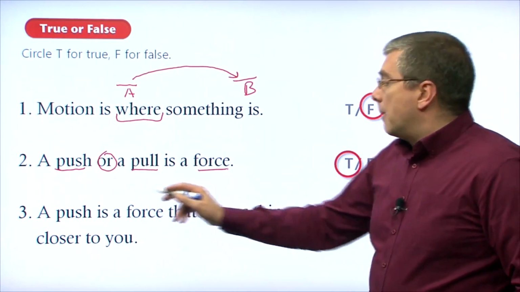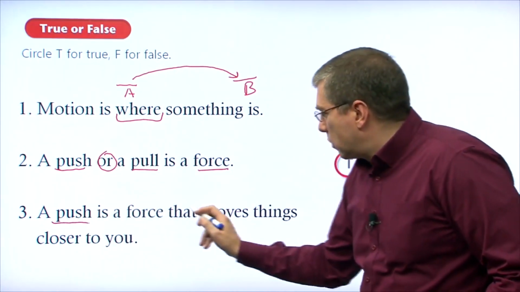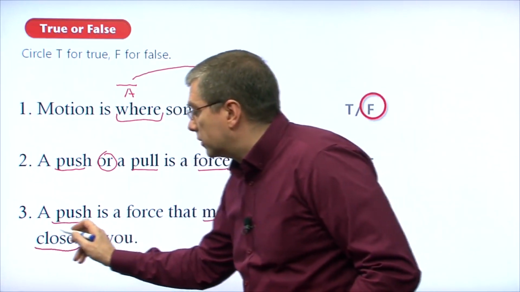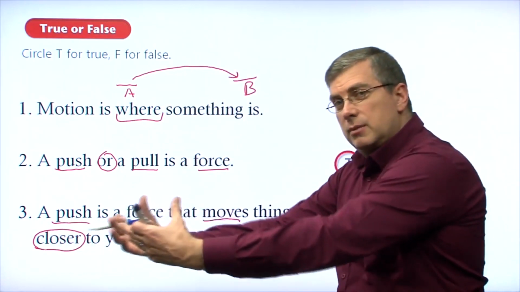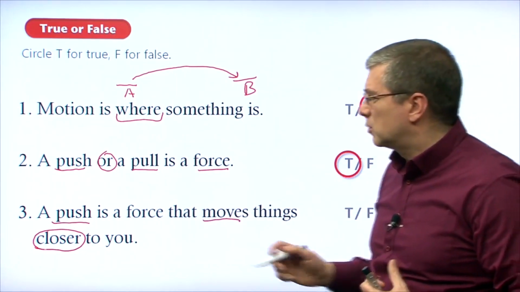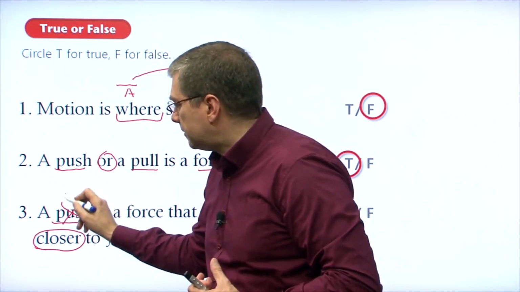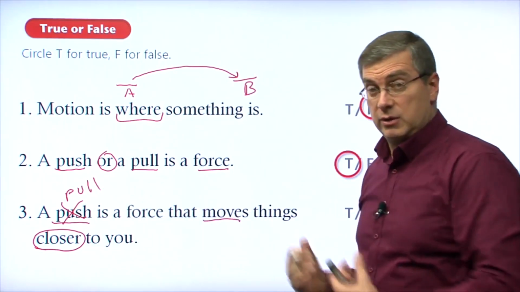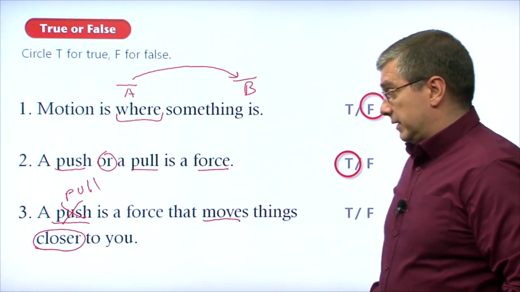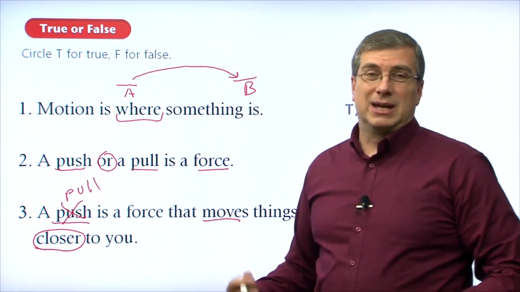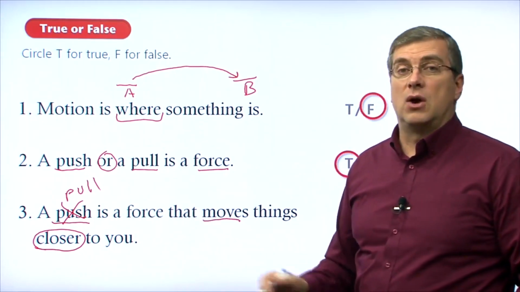Number 3, a push is a force that moves things closer to you. So if something comes closer to you, is that a push? No, that's not a push. What do we call that? We call that a pull. A pull is a force that moves things closer to you. That's true. So this sentence is false because we have to change it. We have to change push to pull to make it true. So it's not true. It's false.